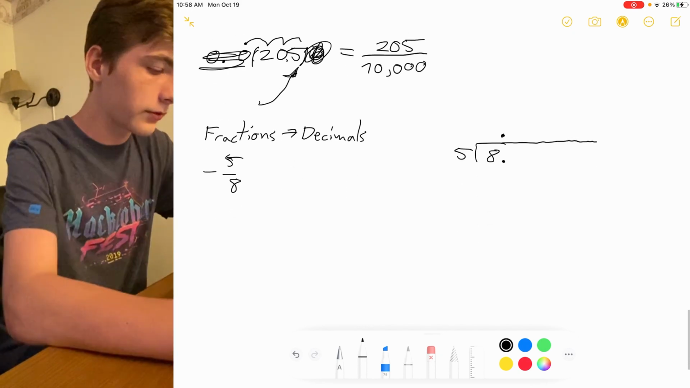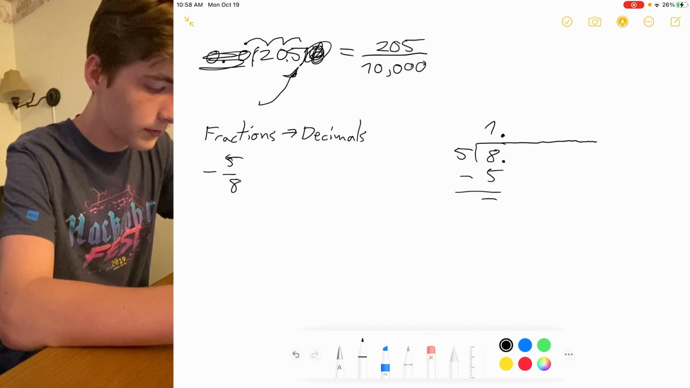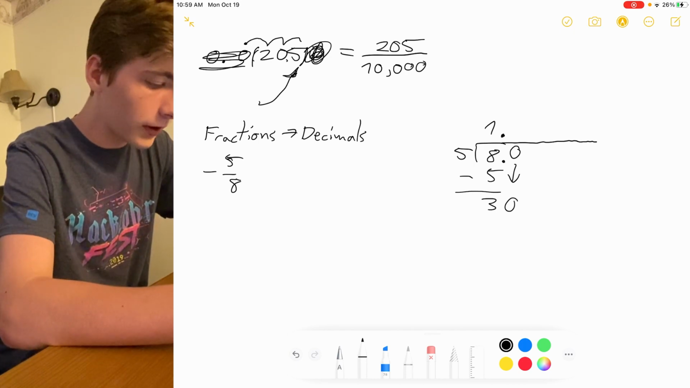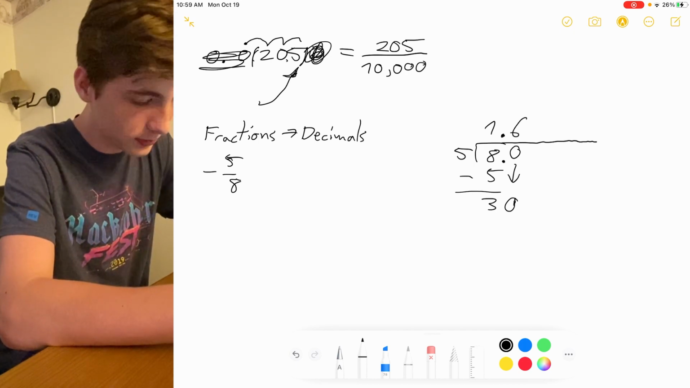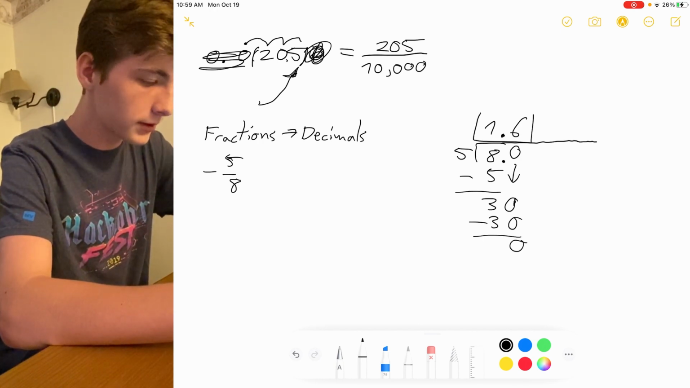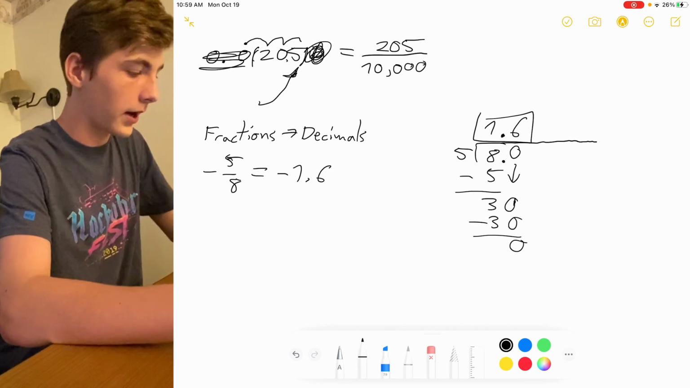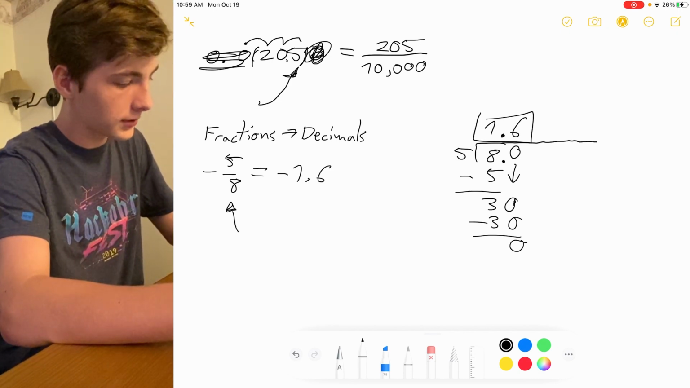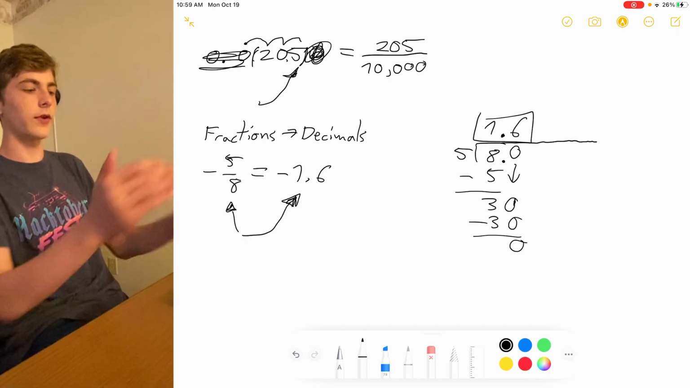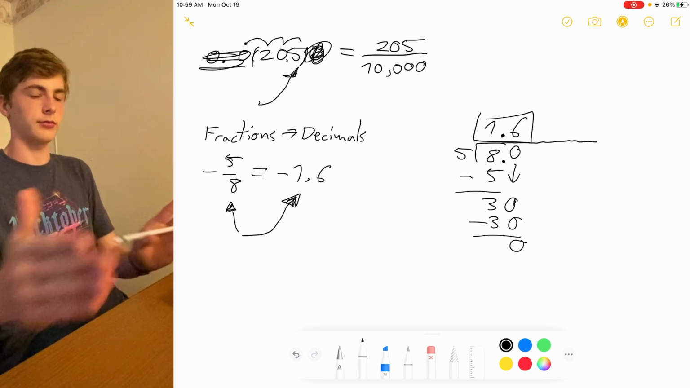And we'll just divide it. So 5 goes into 8 one time. 5 times 1 is 5. 8 minus 5 is 3. We're going to put a 0 here, bring that down. 5 goes into 30 6 times. 5 times 6 is 30. And now we're at 0. So the answer to that is 1.6. We had the negative sign, so negative 1.6 is that fraction as a decimal, right? We've converted the fraction into a decimal. So fractions are super easy. You just take the division and go through it, and it comes out nice for you.